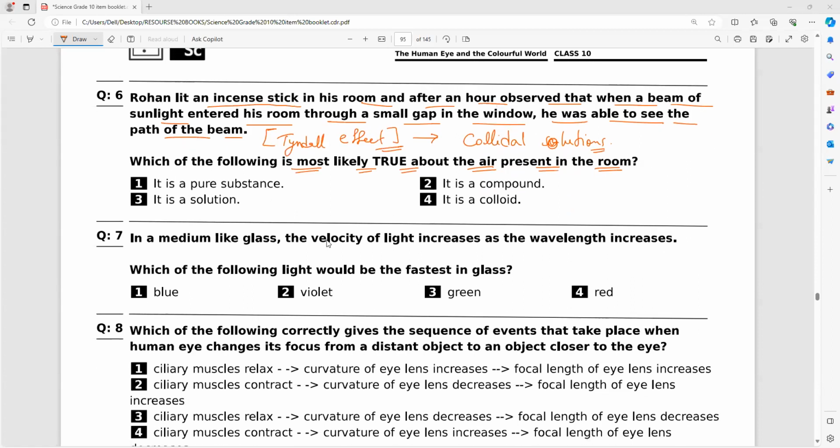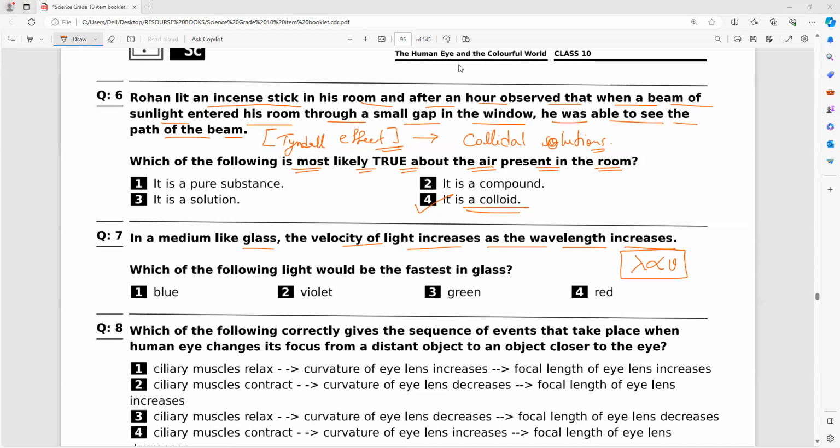So what is the option, everybody? Yes, please. Colloid: the air present in the room is a colloid. In a medium like glass, the velocity of light increases as the wavelength increases. So we all know that wavelength is directly proportional to velocity, or the speed of light. Am I right or wrong? Yes, everybody?